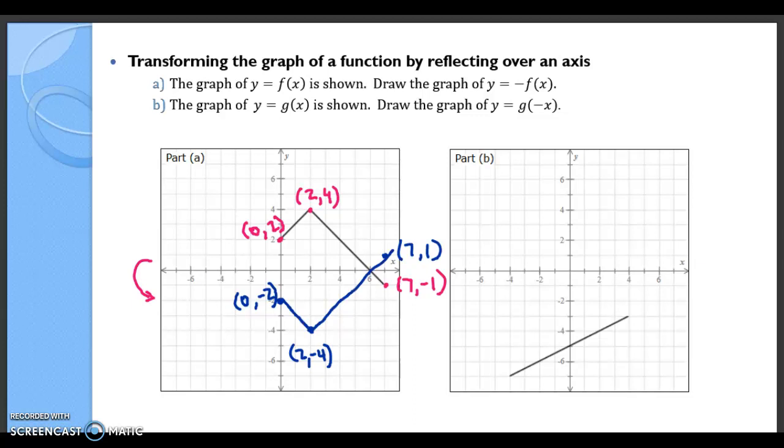Okay, let's do a similar thing for g of negative x. But now I'm reflecting across the y-axis because my inputs are going to become negative. So let's look at this. My input of 4 and my output of negative 3. That's one point. The other point, I have an input of negative 4 and an output of negative 7.